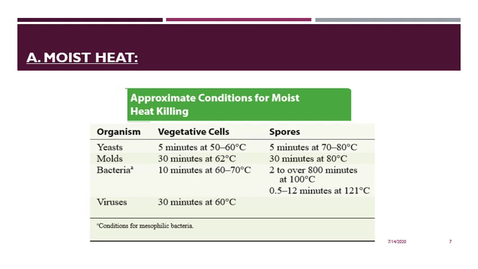approximate conditions for moist heat killing, yeast needs 5 minutes at 50 to 60 degrees centigrade for their vegetative cells. However, if we want to kill their spores, they need 5 minutes at 70 to 80 degrees centigrade.